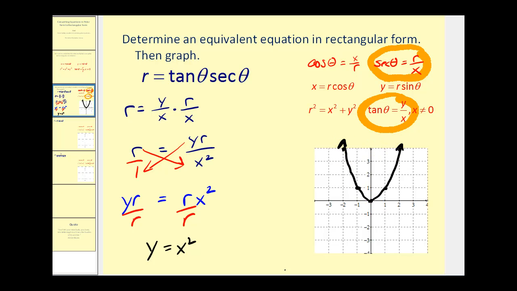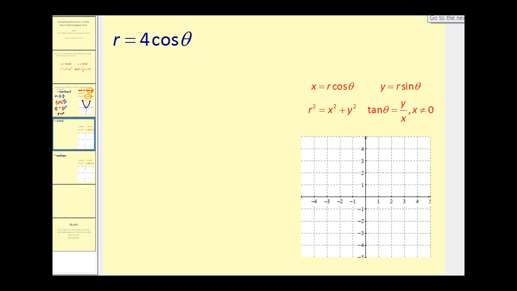Let's take a look at another one. Now we have r equals 4 cosine theta. We just talked about cosine theta in the last problem. We know that cosine theta is equal to x over r. Let's go ahead and perform that substitution. 4 times x over r. Well, that would give us 4x over r.